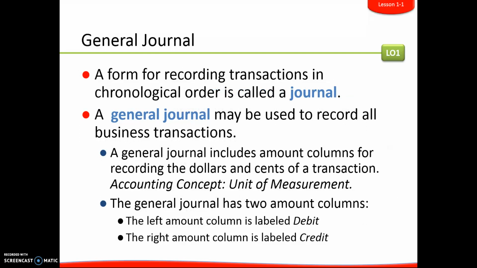So we record everything in a journal. It's the chronological form we use to record. The first one we were introduced to was our general journal. It can be used to record every single business transaction if you choose to do it that way. Remember that our general journal includes columns that record dollars and cents. That's just the accounting concept of the unit of measure. And obviously it has the two amount columns for debits and for credits. Left is debit, right is credit.